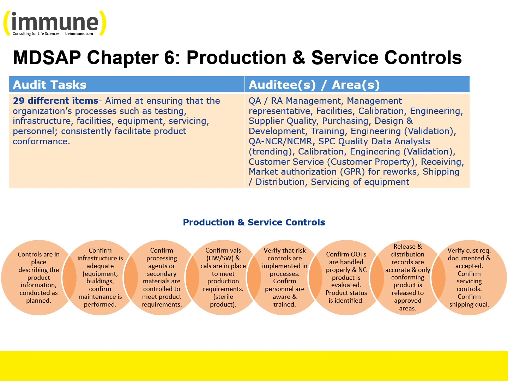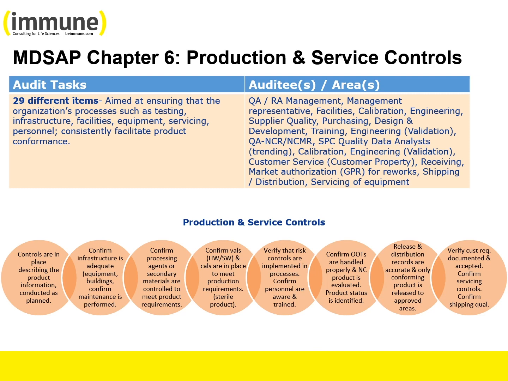There are 29 different items included in the Production and Service Controls chapter, aimed at ensuring that the company has processes such as testing, infrastructure, facilities, equipment, servicing, and personnel to consistently facilitate product conformance. Departments involved in this area could include quality assurance, regulatory affairs, management representative, facilities, calibration personnel, engineering personnel, supplier quality, purchasing personnel, design and development, training personnel, engineering validation personnel, nonconformities, statistical process control and data analysts, customer service, receiving, any personnel responsible for market authorizations, for reworks, or shipping and distribution or servicing of equipment.